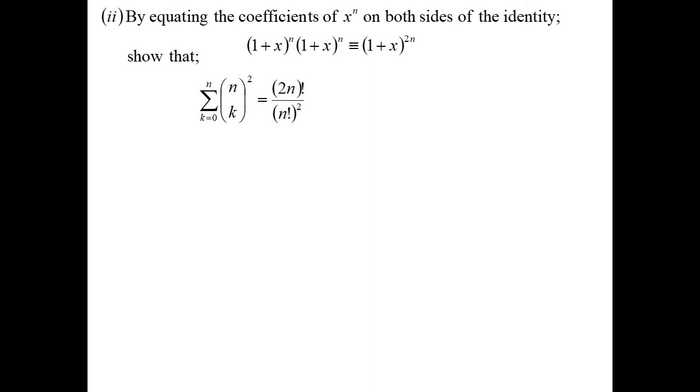By equating the coefficients of x to the power of n on both sides of this identity. So let's have a look at that identity. (1 plus x) to the power of n times (1 plus x) to the power of n is identical to (1 plus x) to the power of 2n. Well, that's certainly true because we add the powers, and n plus n gives me 2n. We have to show this lovely expression here.